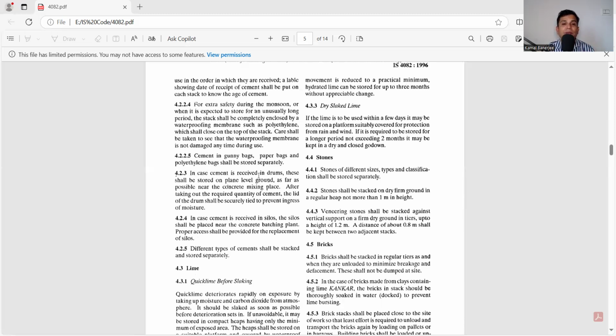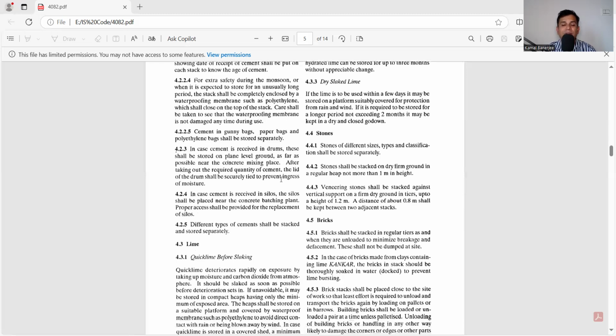Then in case cement is received in drums, usually we're not receiving it that way, but still it is given. This shall be stored on plain, level ground as far as possible near the concrete mixing places. After taking out the required quantity of cement, the lid of the drum shall be securely tied to prevent ingress of moisture. And in case of cement received in silos, as in most cases at the batching plant, the silos shall be placed near the concrete batching plant, and proper access shall be provided for replacement of silos. And different types of cement shall be stacked and stored separately.